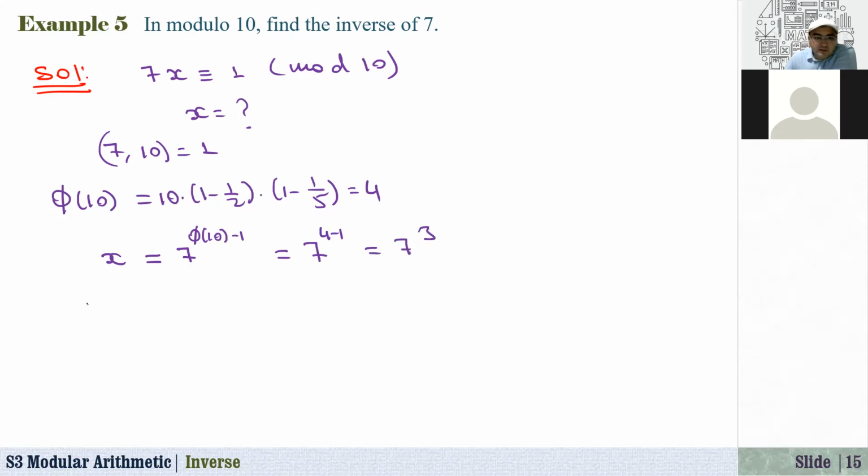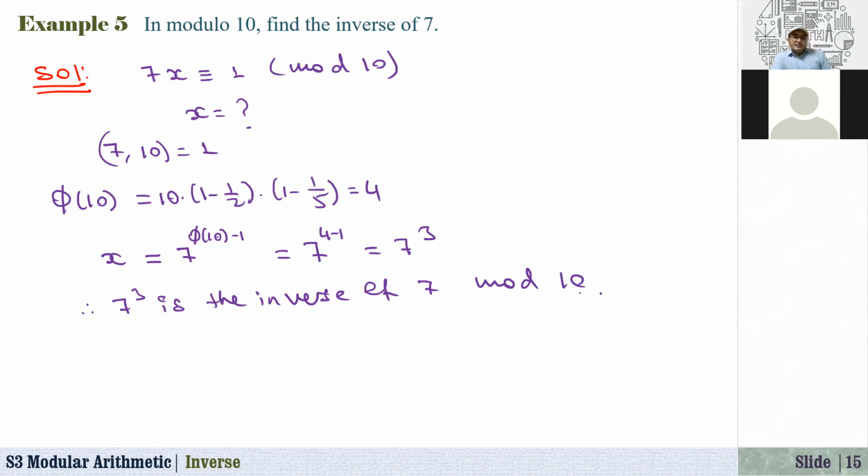So which means that 7 cubed is the inverse of 7 modulo 10. That means that if you multiply 7 and 7 cubed and divide by 10, the remainder will be 1. So what is 7 cubed? 7 cubed is 343. That is congruent to 3 mod 10.